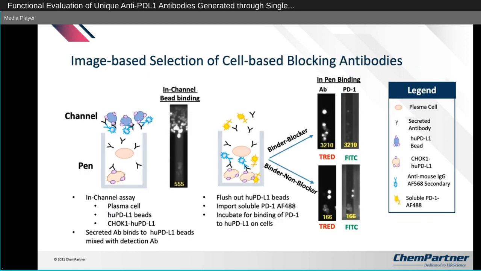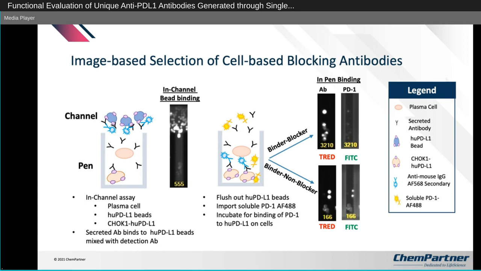In contrast, on the Beacon platform, we used an image-based method for selecting our blockers versus non-blockers. On the left, you can see we loaded the pens with CHO-K1 cells overexpressing human PD-L1 protein along with a single plasma B cell and allowed it to secrete antibody, and then imported beads that were coated with human PD-L1. In this format, you can look at in-channel bead-based binding as well as in-pen cell-based binding.